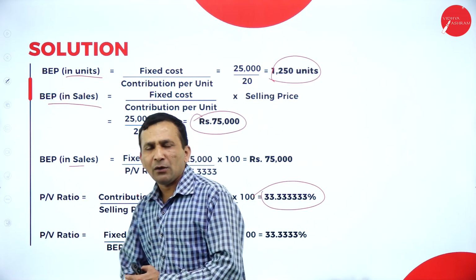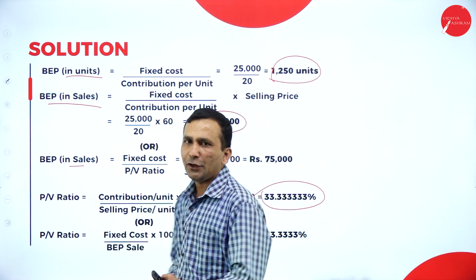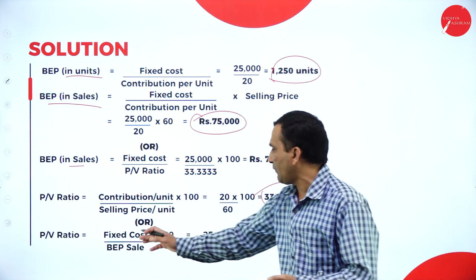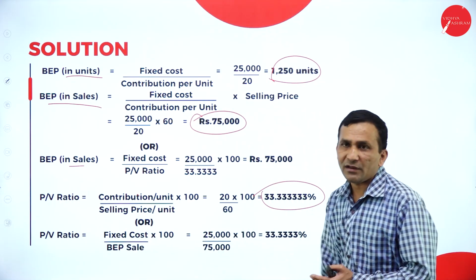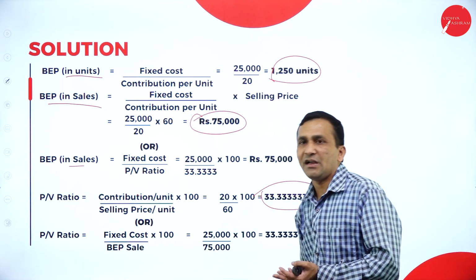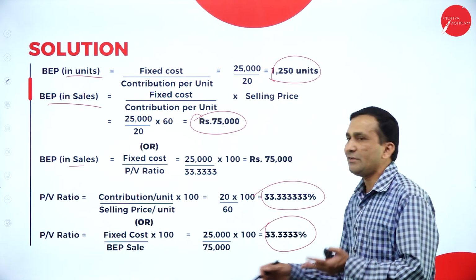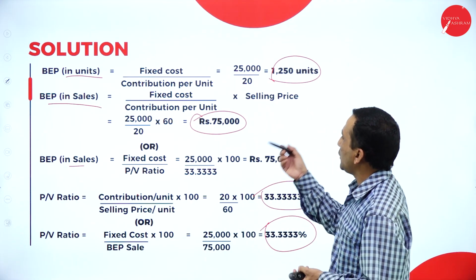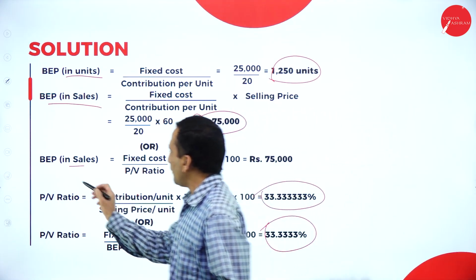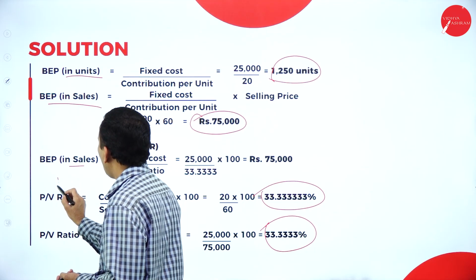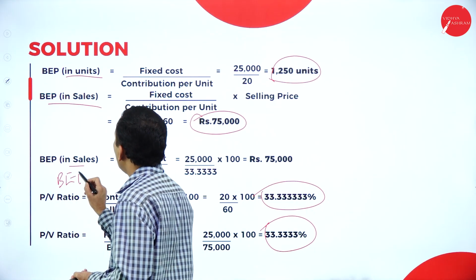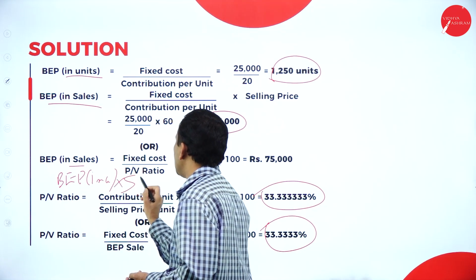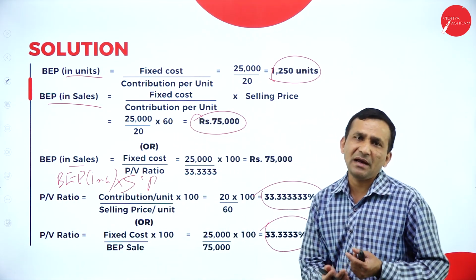One more formula is also suitable to find the PV ratio: fixed cost divided by BEP in sales, into 100. Fixed cost we know is 25,000, BEP sales we calculated as 75,000, and that also gives the same answer. Otherwise, there is one more formula to find the break-even sales: break-even point in units into selling price. This is also giving the same answer.